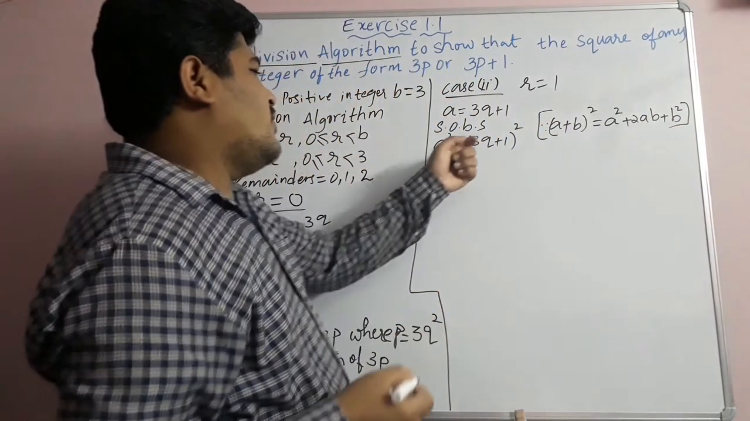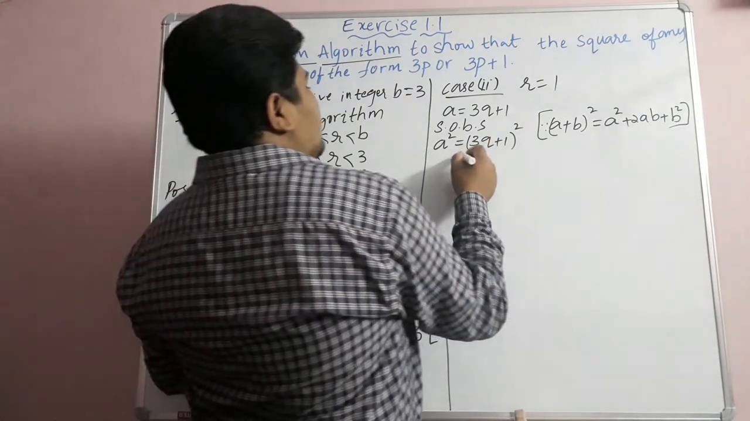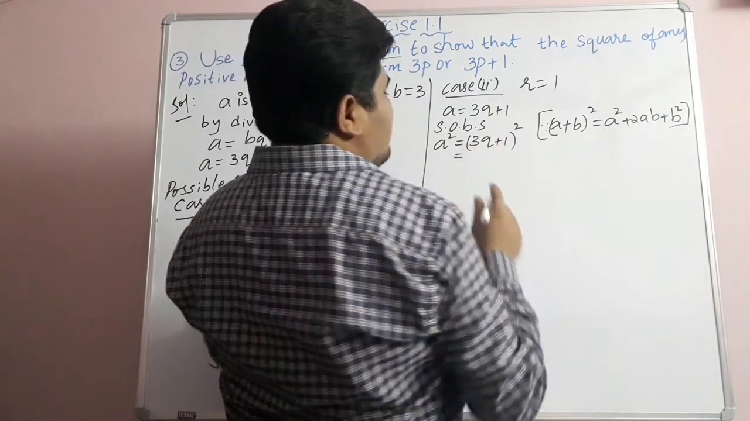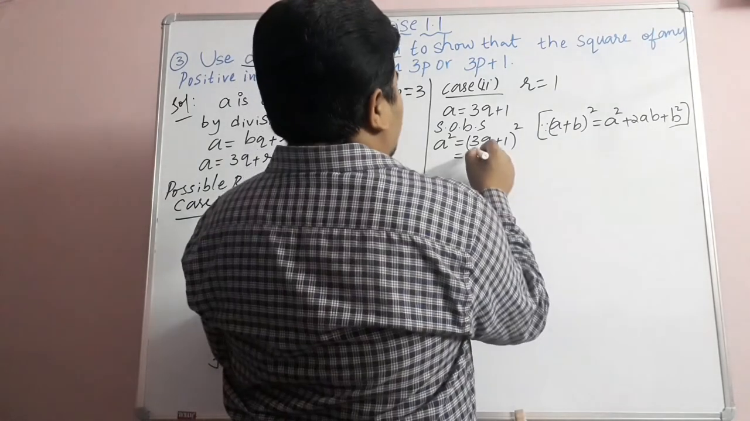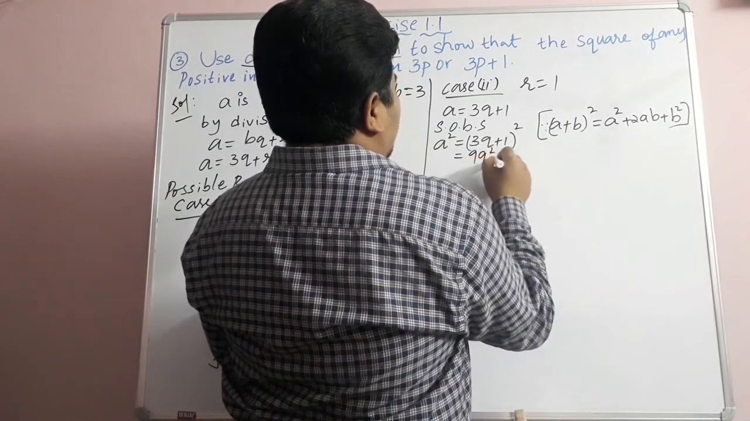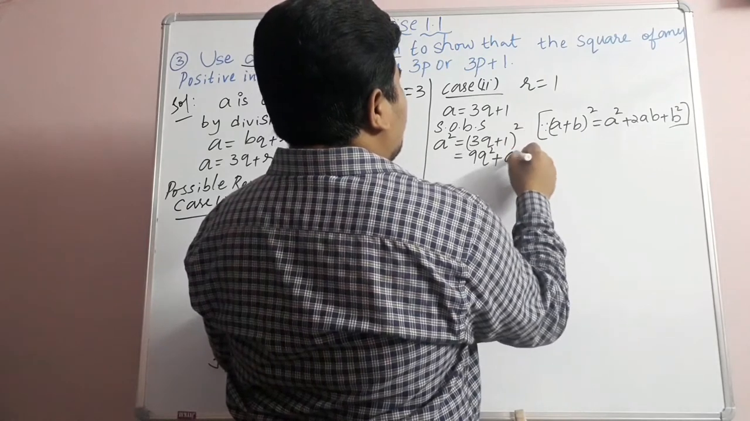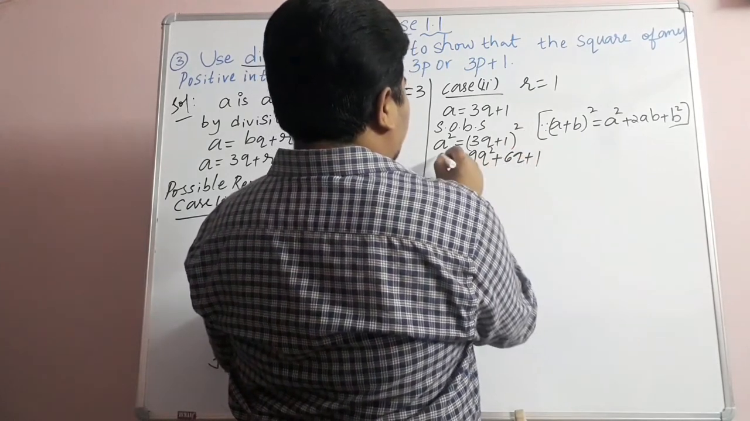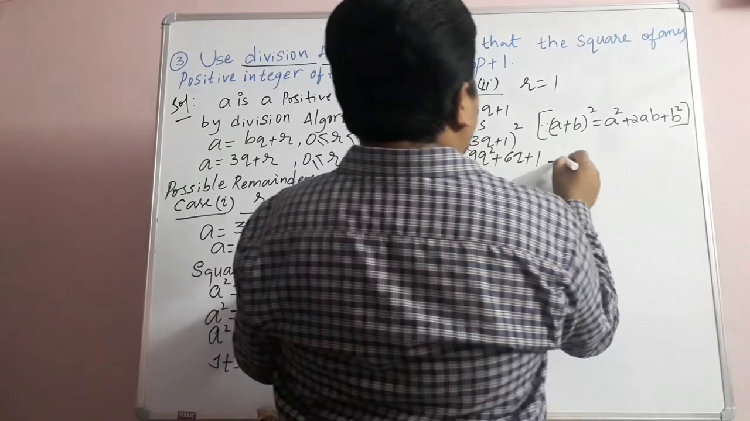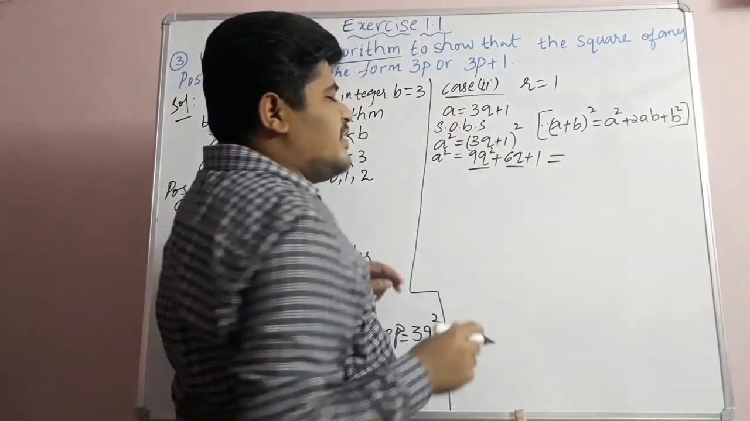Okay, so children, we can write a square as (3q) whole square, 3q into 3q, 9q square, plus 2ab, 2 into 3q into 1, that is 6q, plus b square, which is 1. So a square is equal to 9q square plus 6q plus 1.